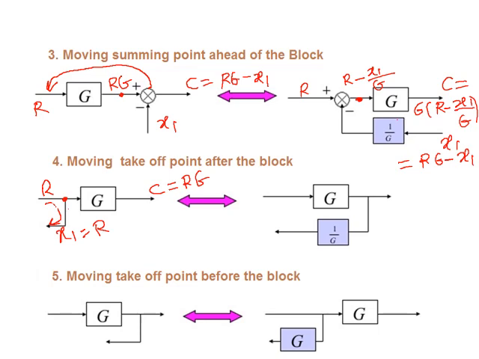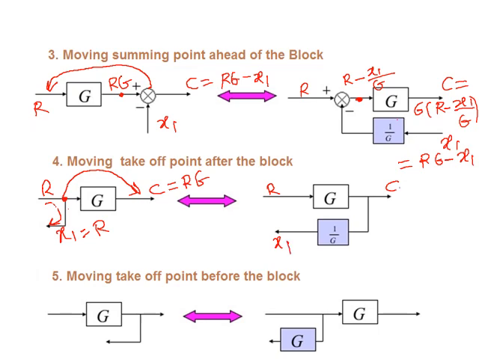So now we will check what we want to do. We want to shift this takeoff point, or move this takeoff point, after the block. What is the block gain? Block gain is G. So we want to shift this takeoff point after the block. Look at this. Again I am labeling: this is R, C, and this signal is x1.